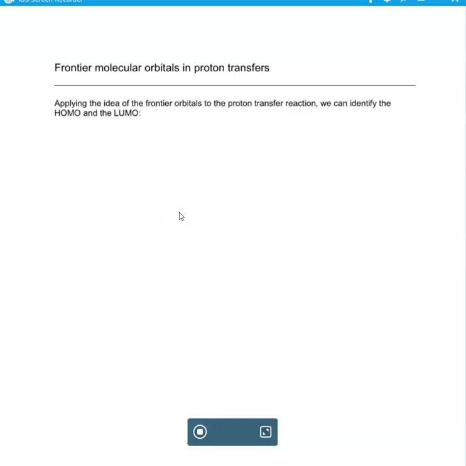So let's take a look at this example here. So here's ammonia. And we're going to combine it with acetic acid. Okay. Now, if we look at these two structures, what we see is the following. In the ammonia, the nitrogen has a lone pair. So it could use the lone pair to accept a proton. But it also has protons, so it could donate one of the protons.